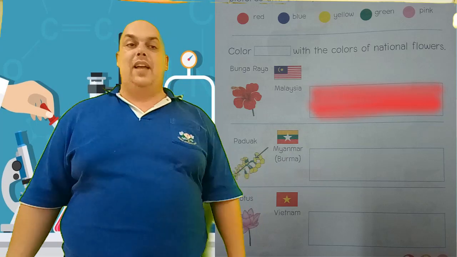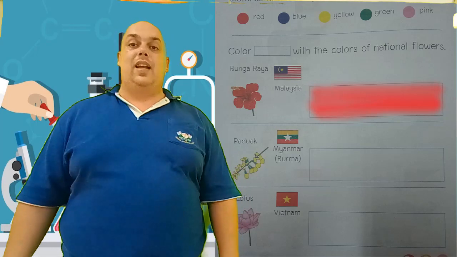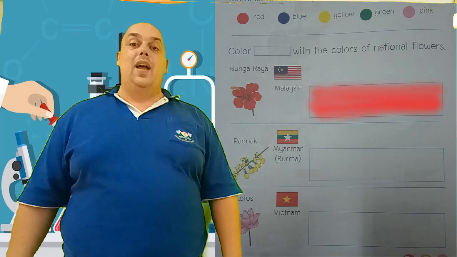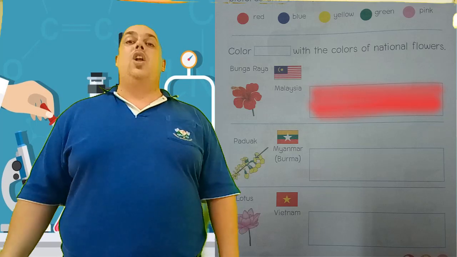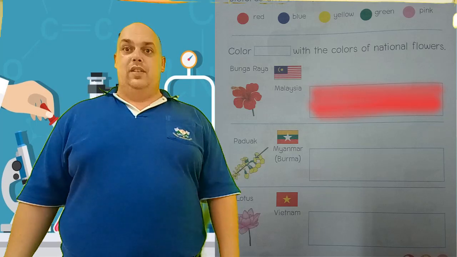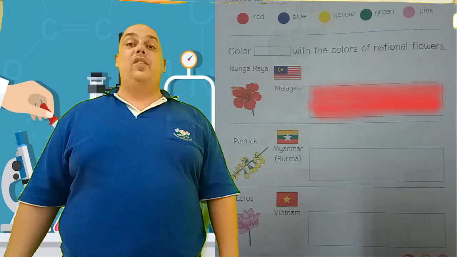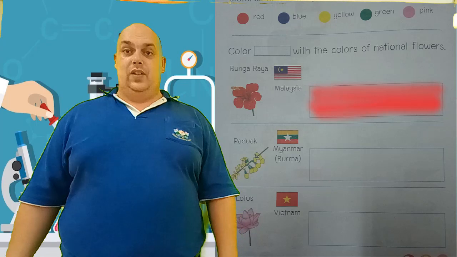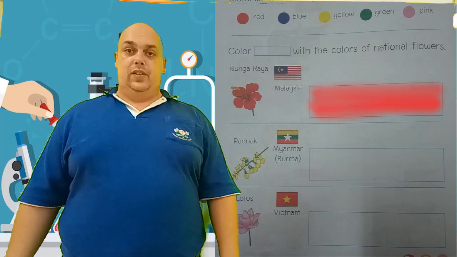Okay, and the last country is Vietnam. Yes, the last country is Vietnam. And their national flower is the lotus. It's not Tesco Lotus, it's not a shopping mall. No, it is just a lotus. Repeat after me. Lotus.